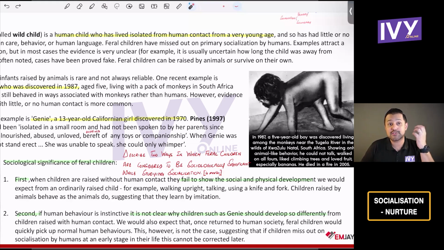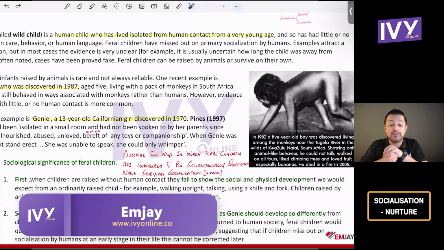However, there are other instances where we end up picking up things from our environment and experience which no one intentionally tried to teach us. Could be good things, could be bad things, both. So imitation learning plays a very important role, and all of this comes under the heading of the socialization process. Number two, if human behavior is instinctive, it is not clear why children such as Jeannie should develop so differently from children raised with human contact. We would also expect that once returned to human society, feral children would quickly pick up on normal human behavior.